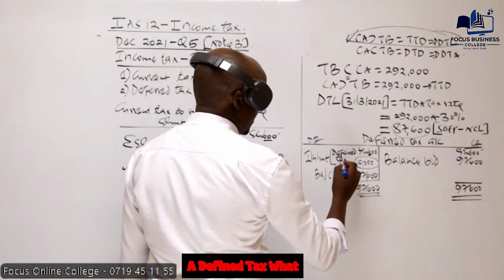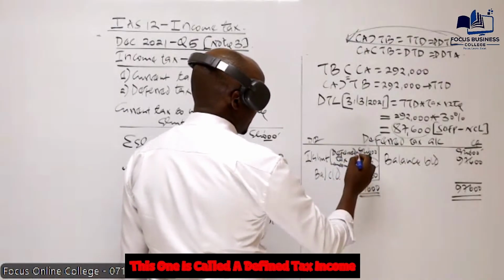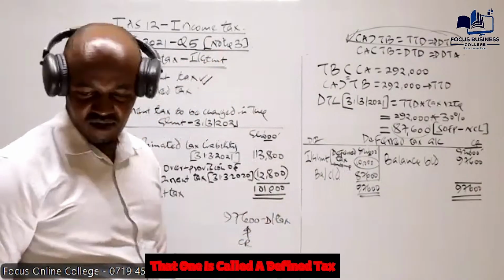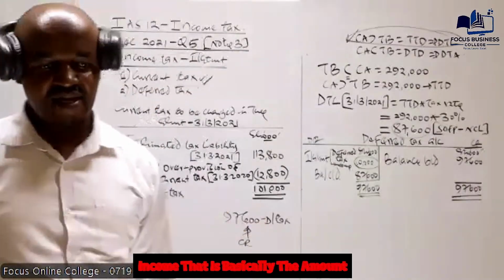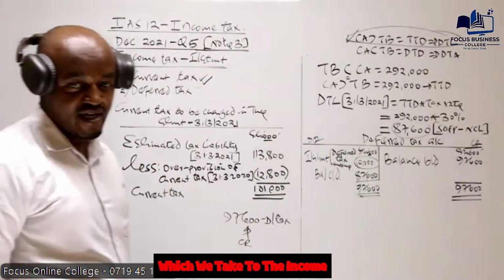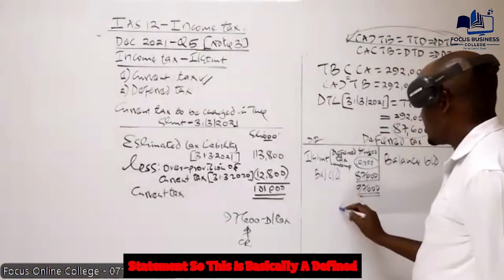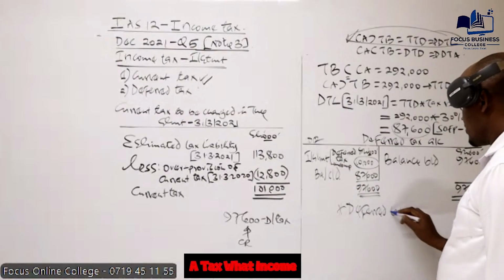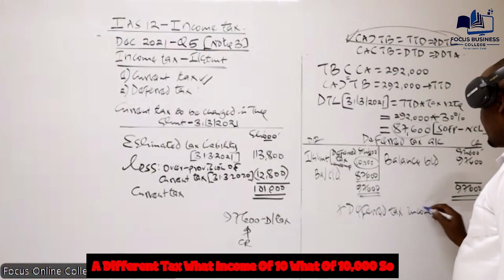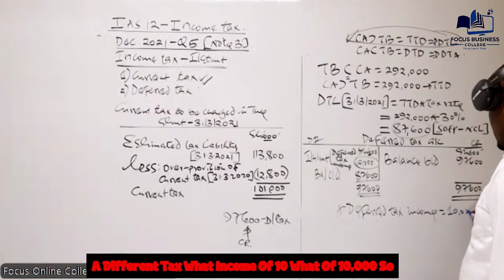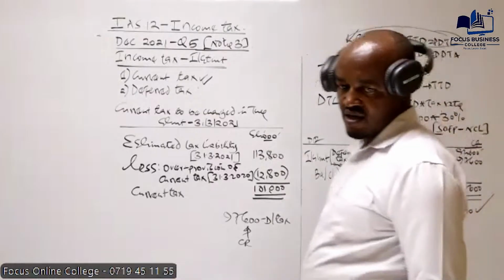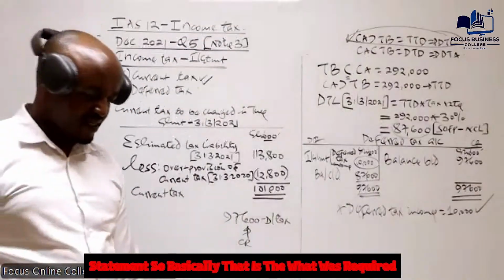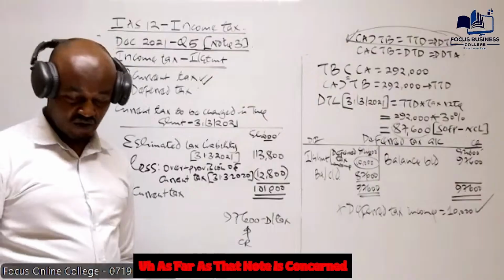A deferred tax what? Income. That one is called a deferred tax income. That is basically the amount which we take to the income statement. So this is basically a deferred tax income of 10,000. So that is what we take to the income statement. So basically that is what was required as far as that note is concerned.